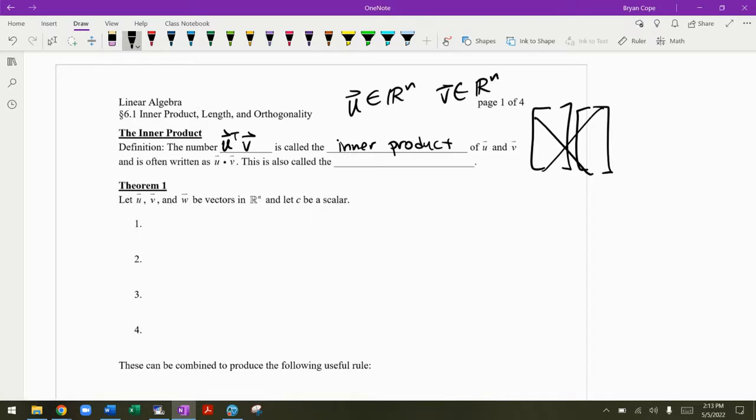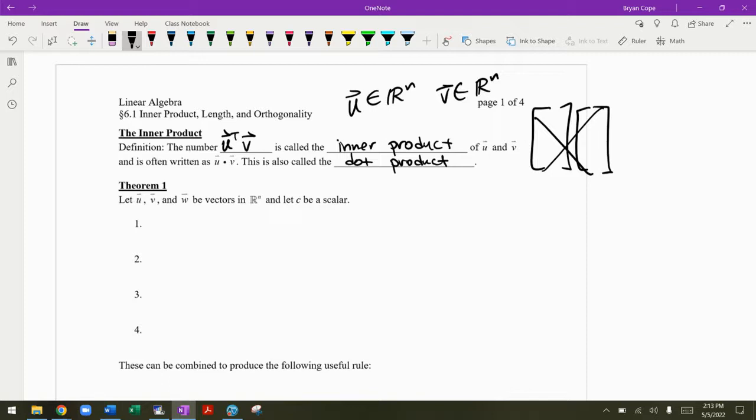So U transpose V is called the inner product of U and V, and it's often written as just U dot V. This is also called the dot product. It's the same thing we've studied ever since the beginning of multivariable. Now we're using this notation because it will be used later on with matrices. The ultimate goal is the least squares solution, where we try to approximate solutions to a non-solvable linear system. That's the goal, but this lesson is just lots of review.